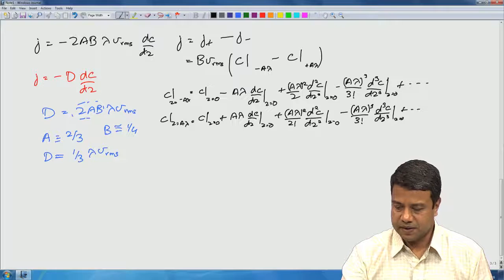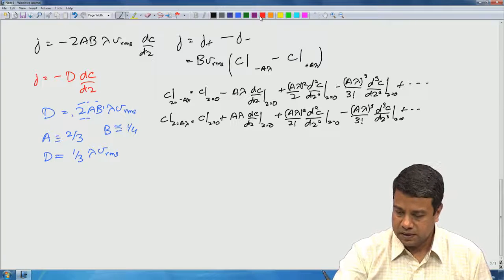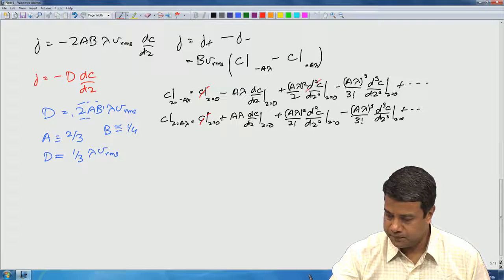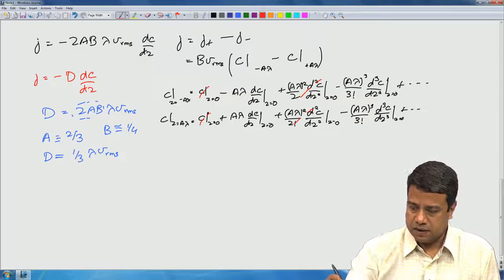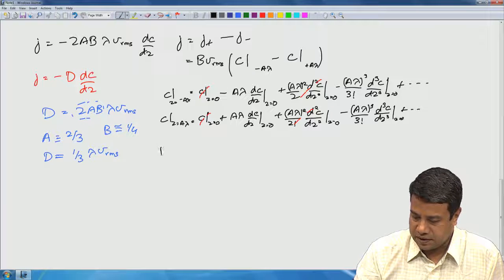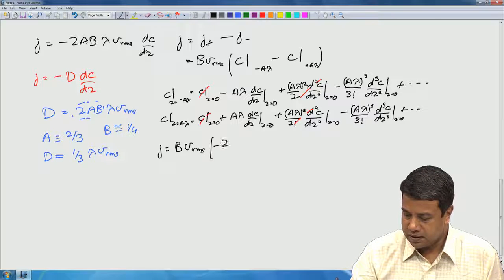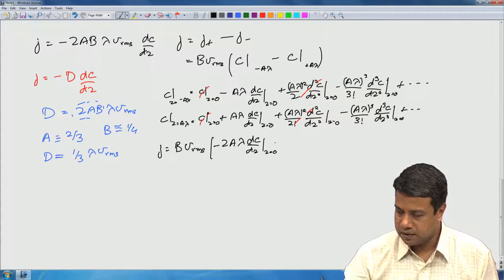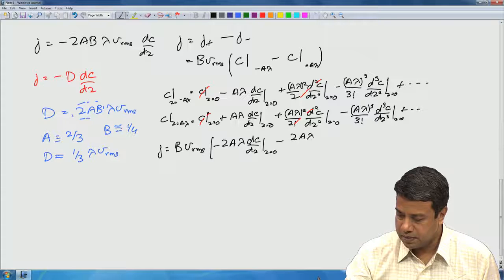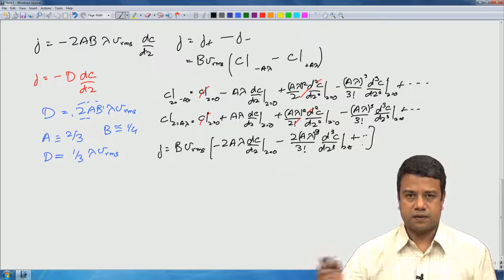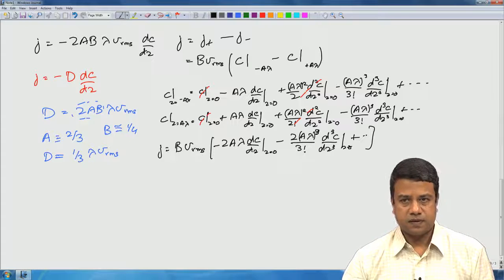Now, I will take c at z minus a lambda minus c at z plus a lambda, and when I subtract the two, these terms will cancel out. Okay. And ultimately, you will be left with an equation for the diffusion flux, that is of the form B VRMS, okay, minus 2 a lambda dc by dz at z is equal to 0, okay, minus 2 a lambda the whole cube by 3 factorial, okay, plus additional terms, higher order terms. Okay. So, that is the expression for the flux.